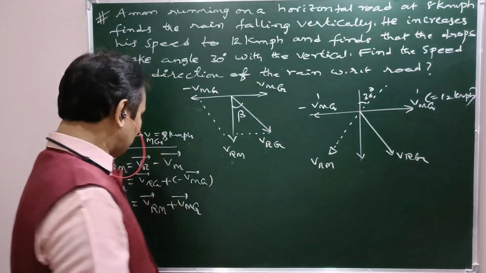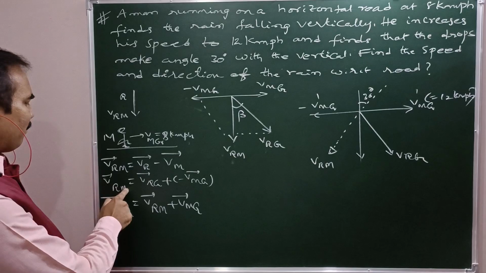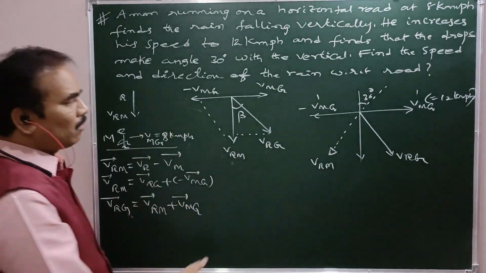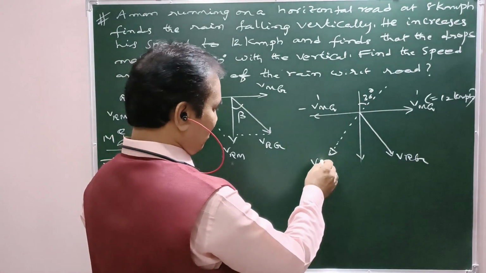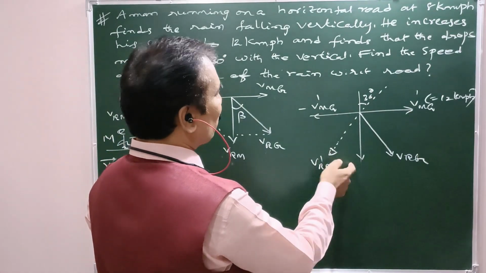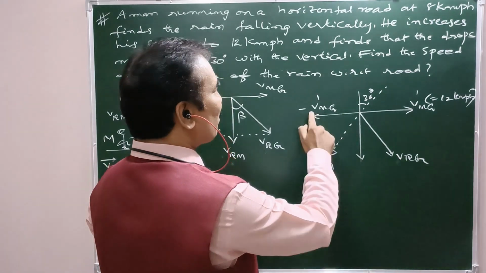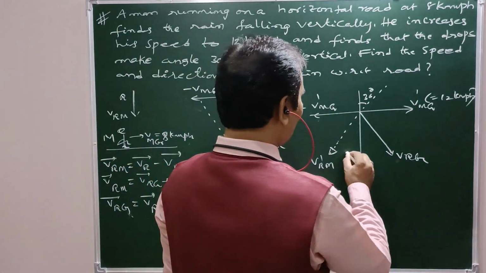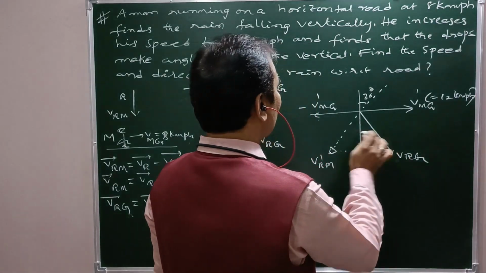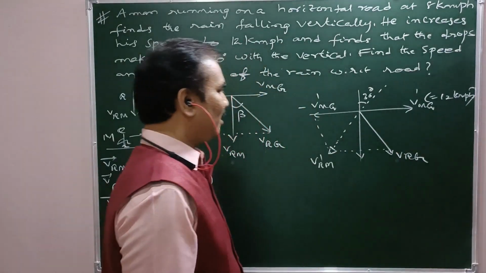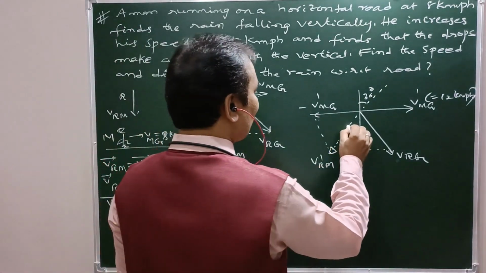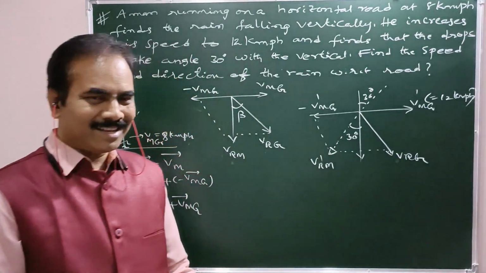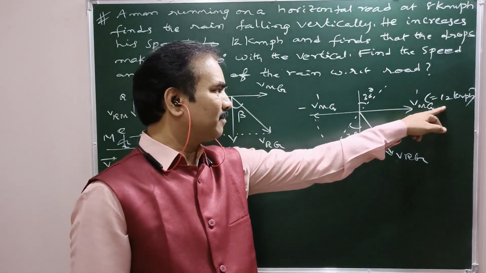So in this case also, VRM dash equals VRG bar plus or minus VMG dash, so parallel to this side. Now what is this angle? This angle is 30 degrees, when he increased his speed from 8 to 12 kmph.